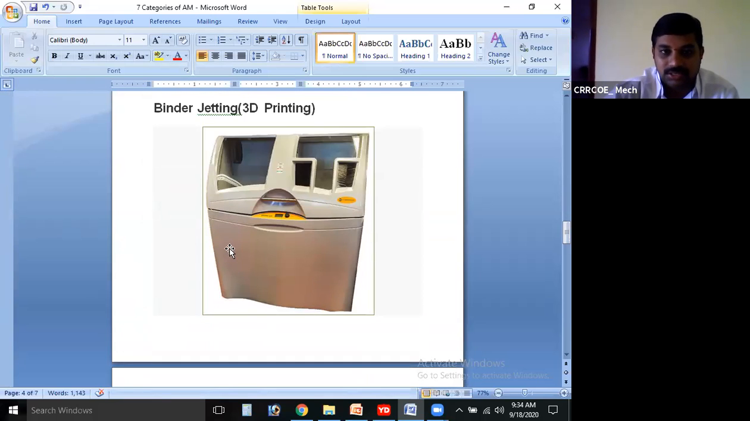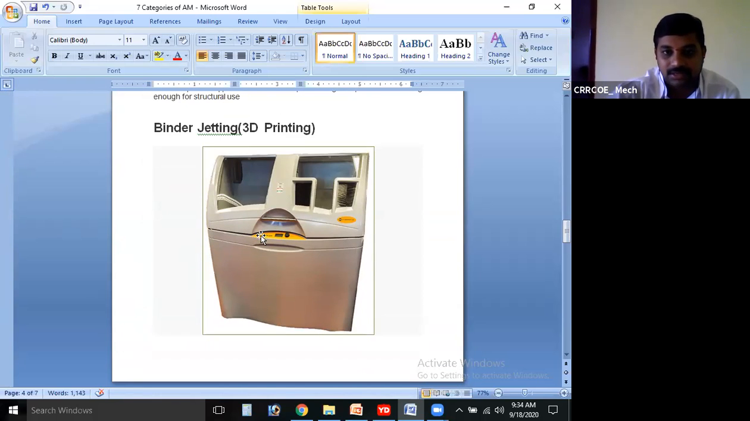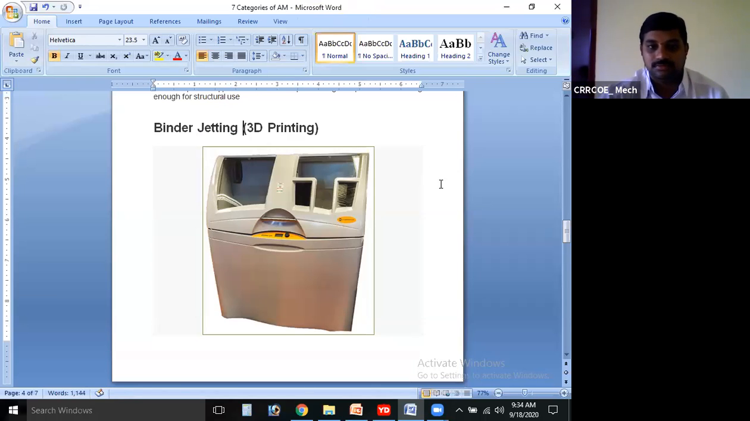And binder jetting, this is another category.